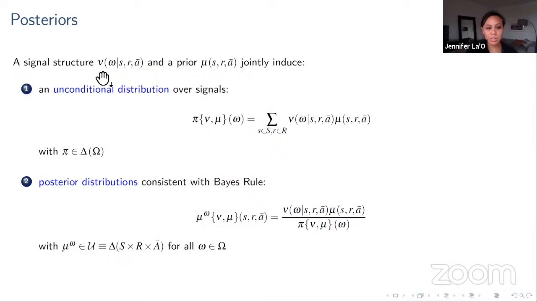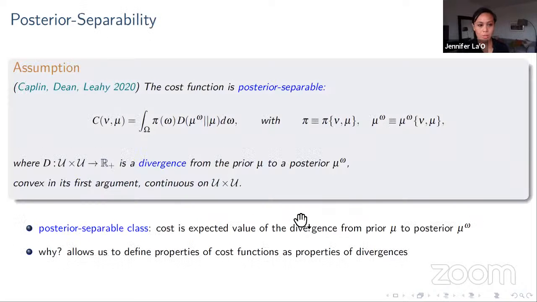So a signal structure, that's this conditional distribution, and a prior over these states jointly induce an unconditional distribution over signals. Okay, this is an unconditional distribution over omega. And then posterior distributions consistent with Bayes' rule. So what is this? Suppose I observe omega, this is my posterior over these states, S, R, and A bar, okay?